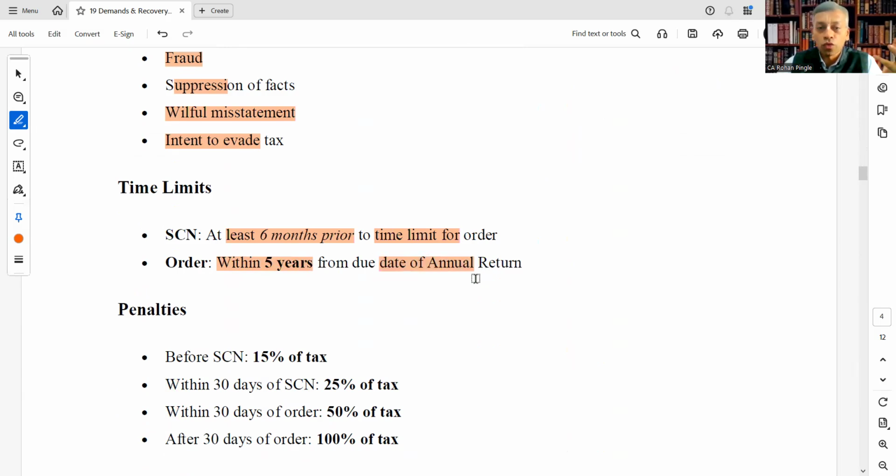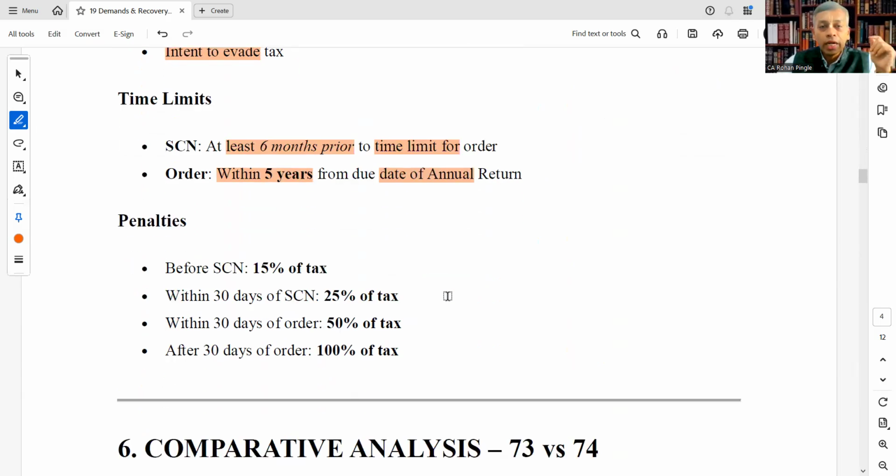In case of non-fraud cases, it is 3 years. So penalty: before show cause notice, 15% of tax. Here there is no nil penalty or no penalty. Here penalty will be levied, but at a reduced rate. From the start, penalty will be levied. So before show cause notice, 15% of tax.